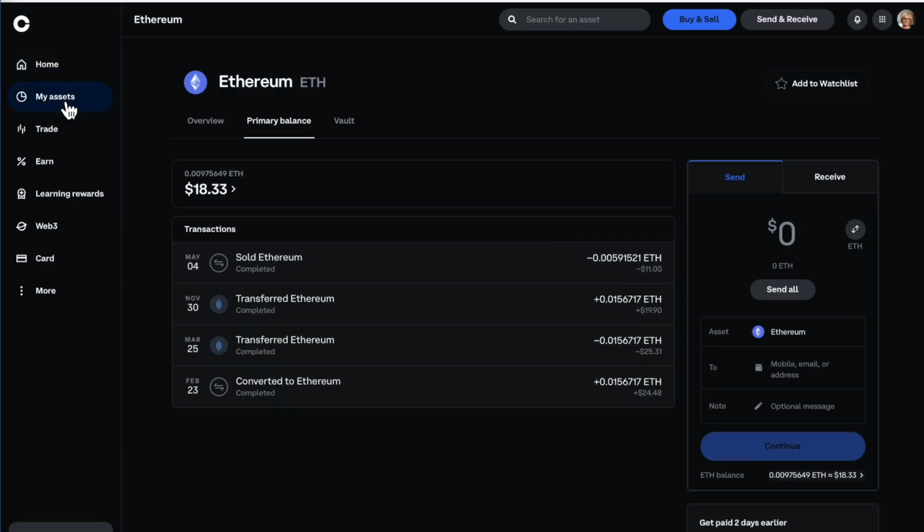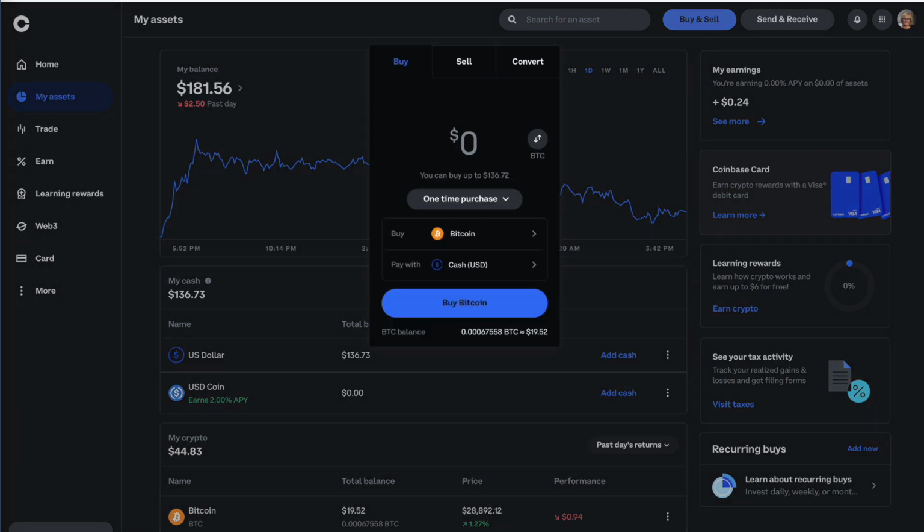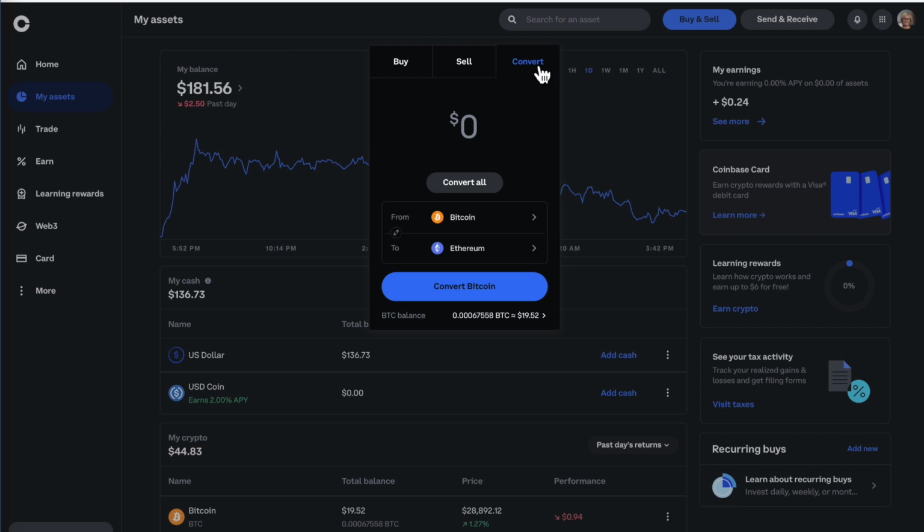All right, so let's go back to my assets. Now, one other feature on here is convert. So what does convert mean? It basically gives you a chance to exchange one cryptocurrency for another without first selling into US dollars and having to do a second transaction and pay more fees to get back into the second crypto you're interested in. So you can see here, I can use Bitcoin to buy Ethereum. So that would be converting Bitcoin.